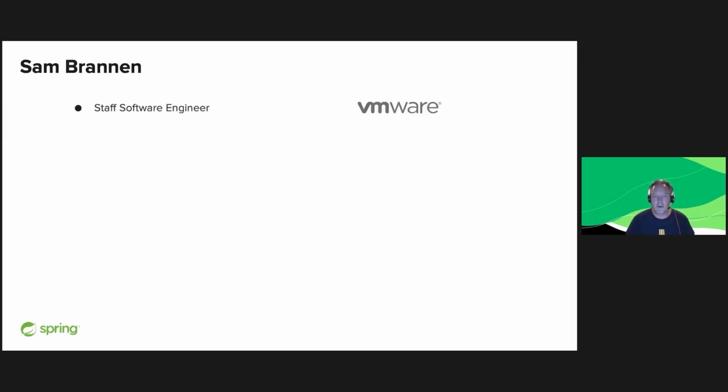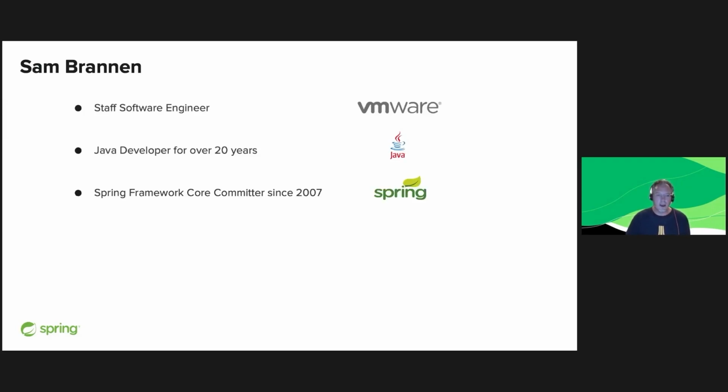A little bit about myself to start off with. I'm a staff software engineer at VMware. I've been a Java developer for over 20 years, so quite a while. And I've been a core committer for the Spring Framework since 2007, basically back then when I took over the testing support, and I've maintained that ever since. And that led into my involvement in JUnit. I've been a JUnit 5 core committer since October 2015, since the start of the JUnit 5 project.